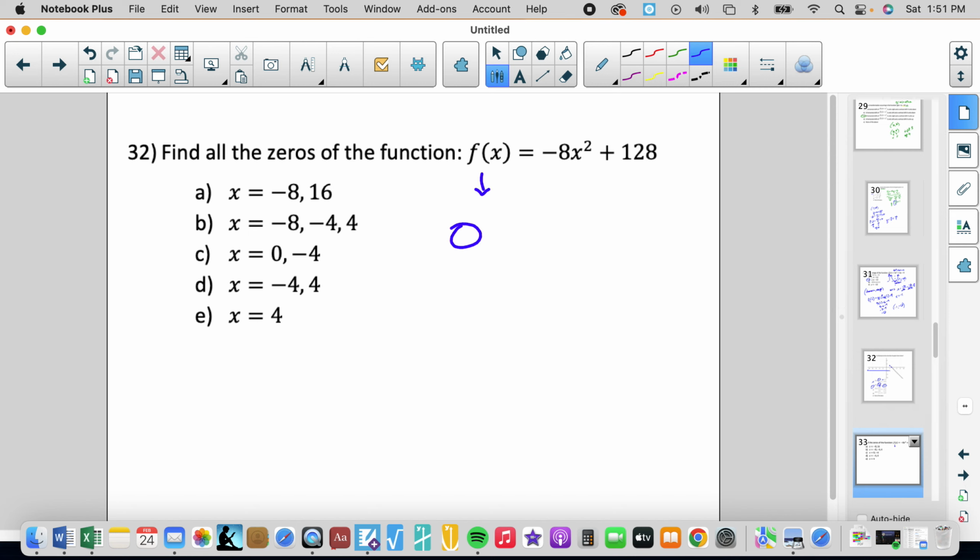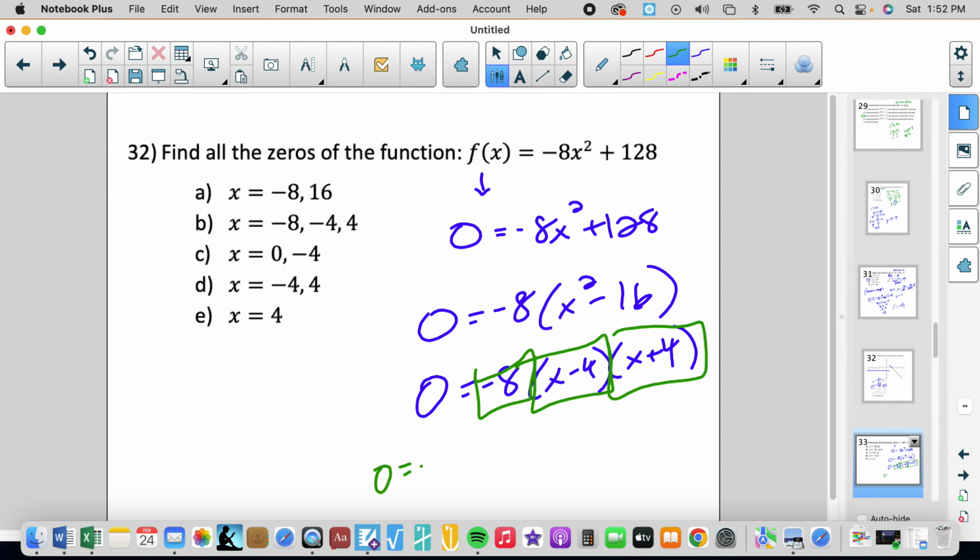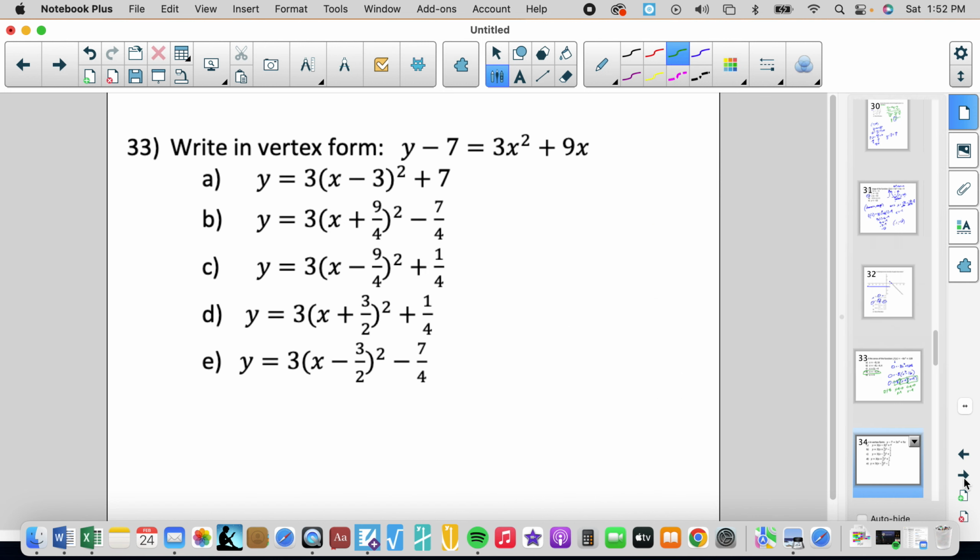Find all the zeros. When we find the zeros, we plug 0 in for y, and we solve for it. So we love 0. We're going to factor negative 8. We get x squared minus 16. And then we can factor that. That's the difference of squares. So we're going to create conjugates. And now we have 2 numbers that, when multiplied, equal 0. So we set each one equal to 0. Well, that can't happen, 8 is a constant. We have x minus 4 equals 0 and x plus 4 equals 0. So x is going to equal 4. X is going to equal negative 4. Those would be considered my zero values. Those are also my x-intercepts. Why? Because y equals zero. X-intercept, y always equals zero.